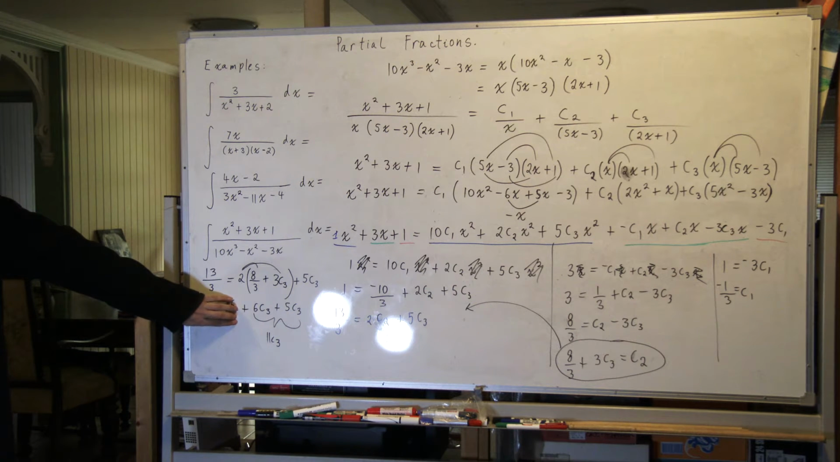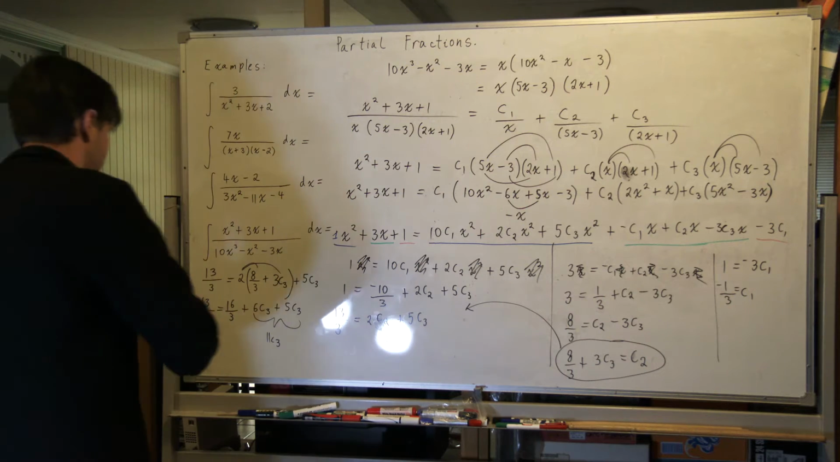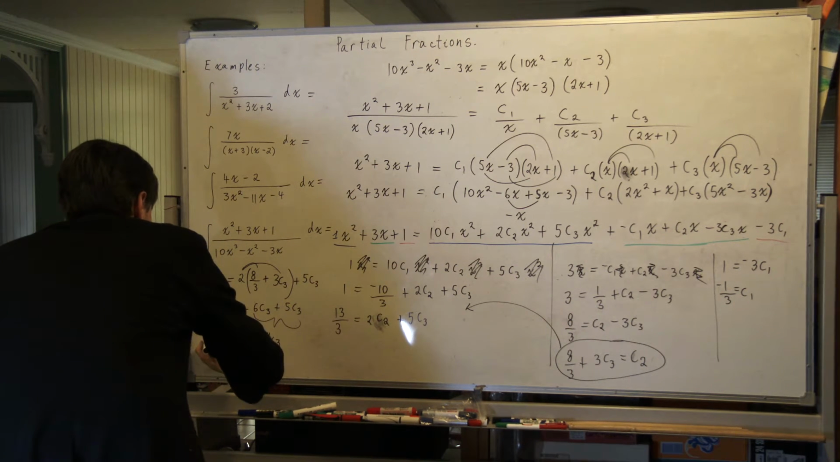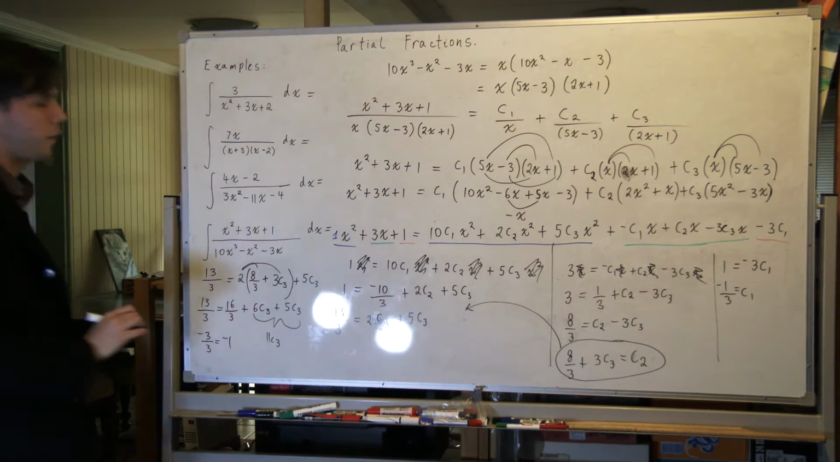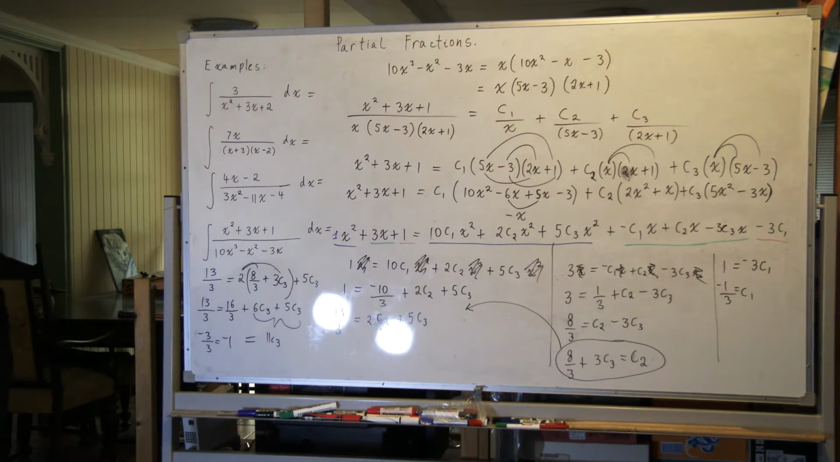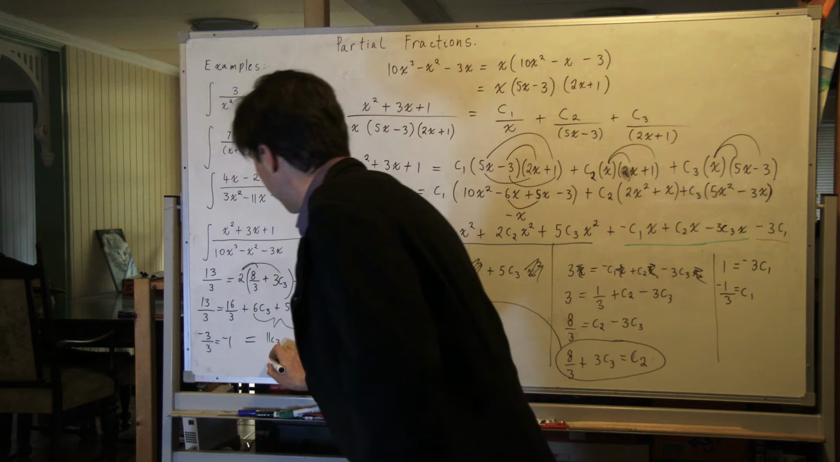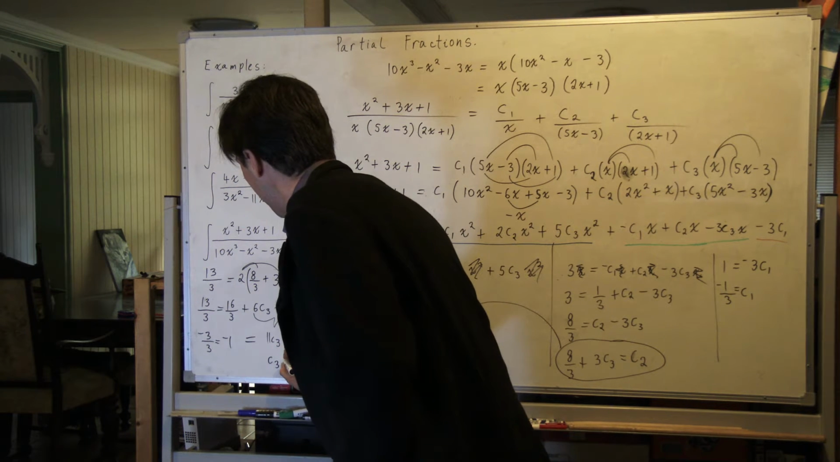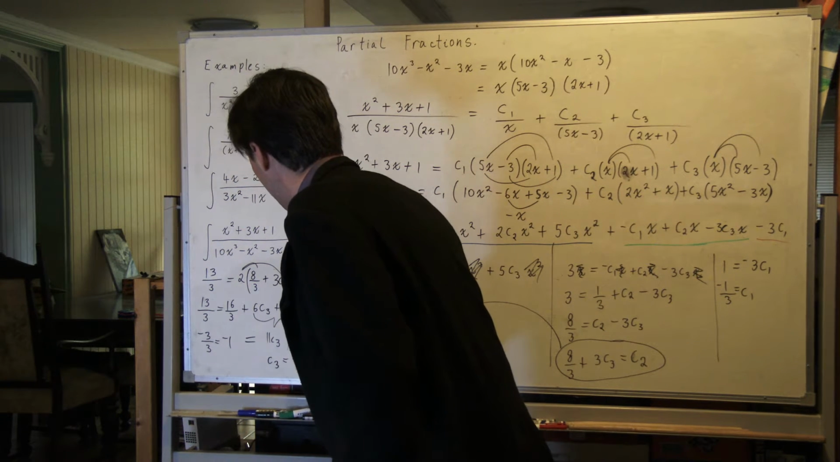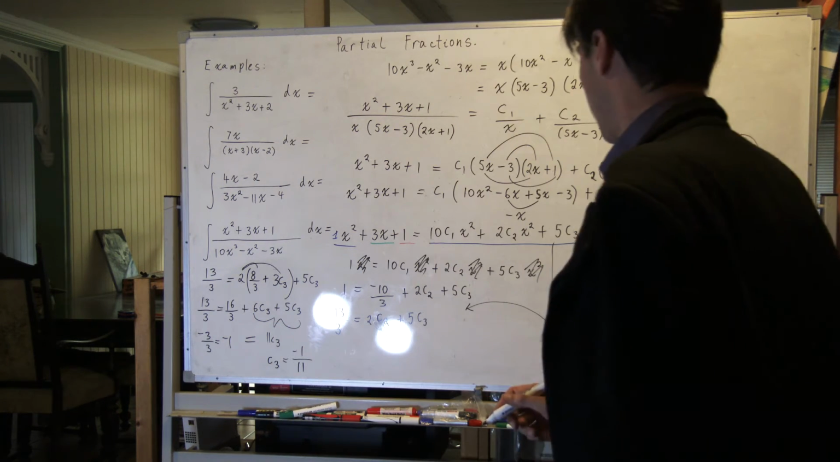So 13/3 minus 16/3 makes -3/3, and -3/3 is -1. So -1 equals 11c3. Divide both sides by 11, and c3 will be -1 over 11. So we're getting there. We're getting there.